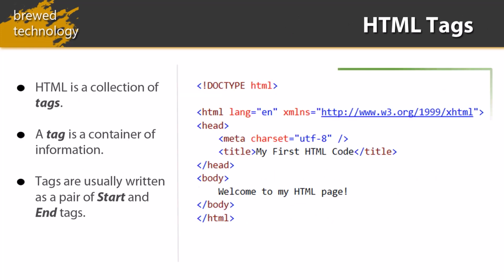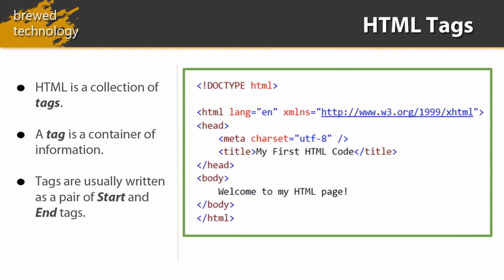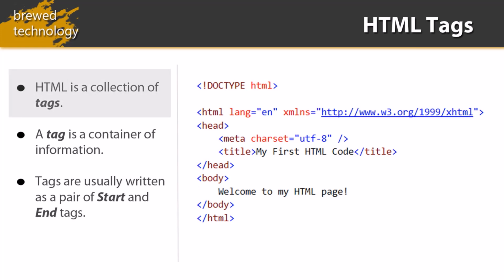At the right is a basic set of an HTML page. We will use this example to learn what an HTML tag is. Moving on, HTML is a collection of tags. But what is a tag? A tag is a container of information. In our example at the right, let us identify which are the tags. The tags here are HTML, head, meta, title, and body.